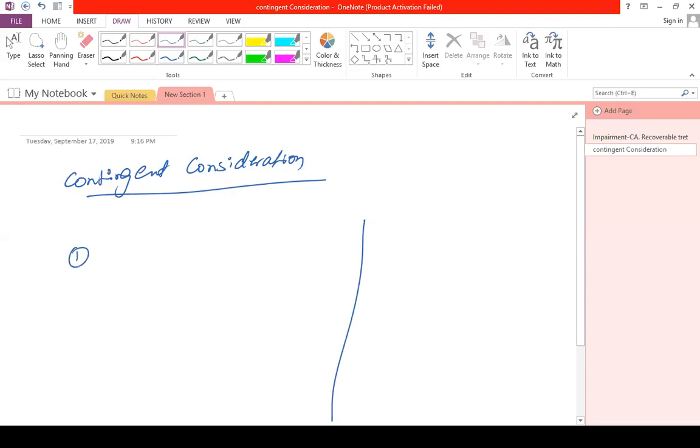First, we are going to calculate the cash flow. This is what we are going to do at acquisition. Second, we are going to calculate the present value. Third, we are going to calculate the expected value.